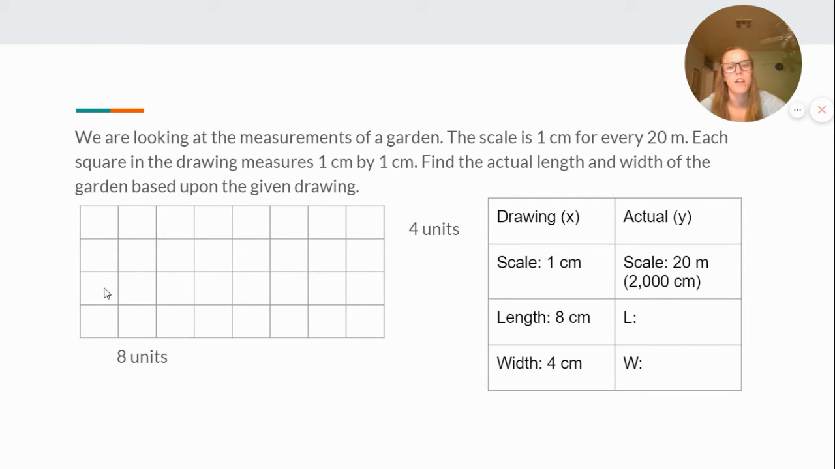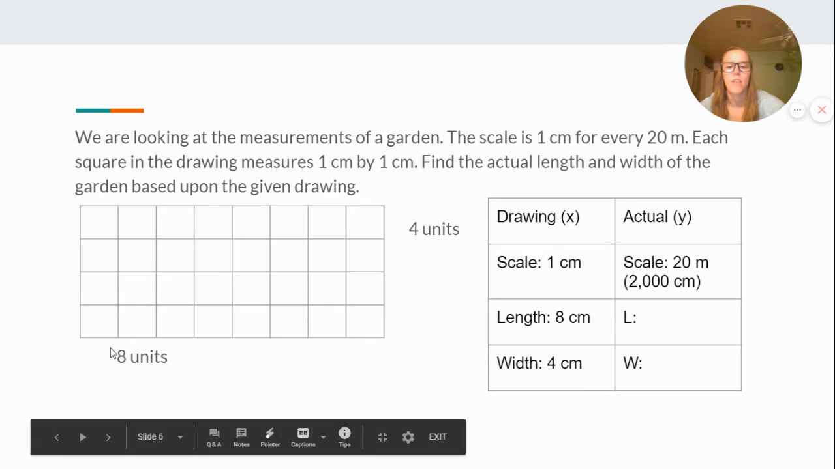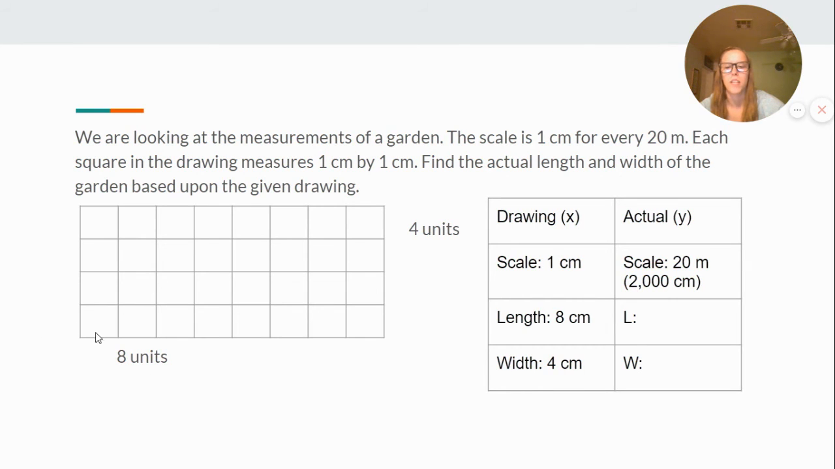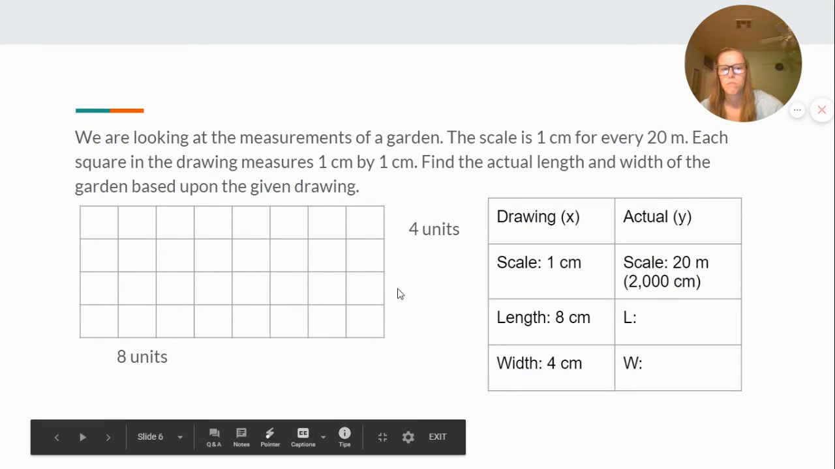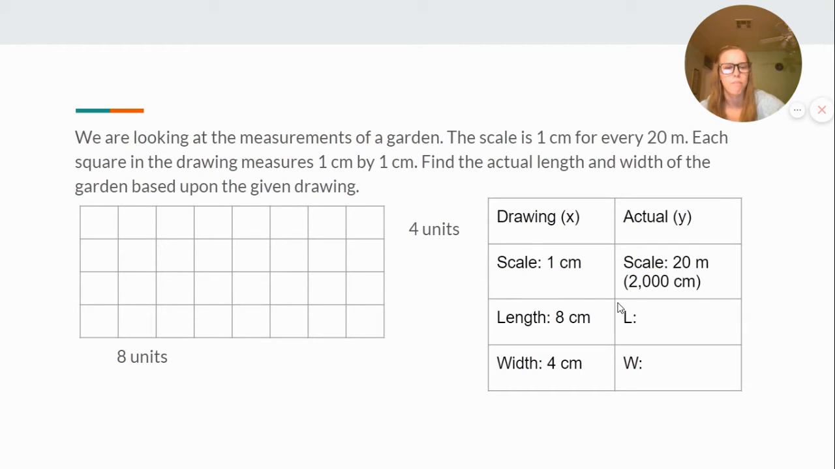Okay. Here we have another one. We're looking at a garden. So pretend there's lots of flowers and veggies and everything in here. So the scale is 1 centimeter for every 20 meters. And 8 units is represented by centimeters. So each one of these is 1 centimeter by 1 centimeter. So each little square is 1. So we want to find the actual length and width of the garden based upon the given drawing.